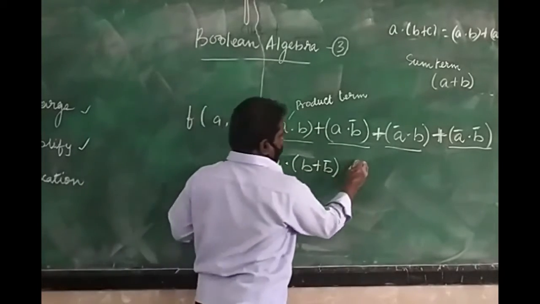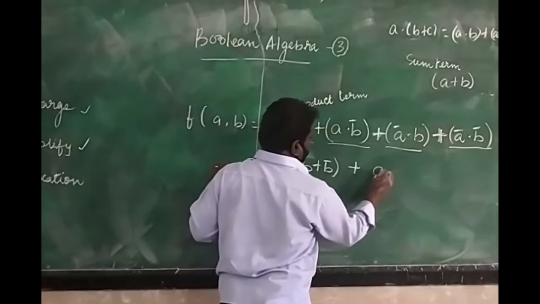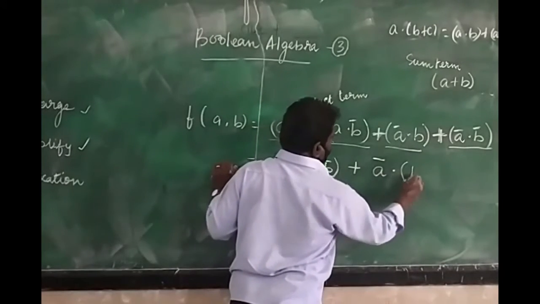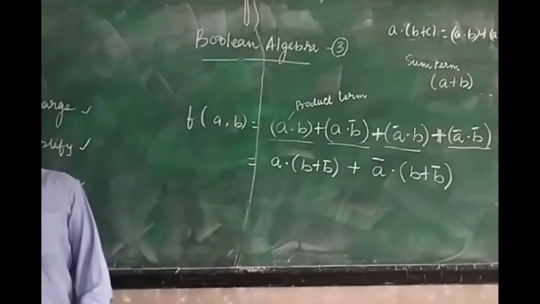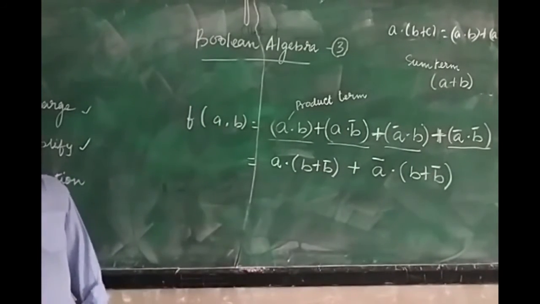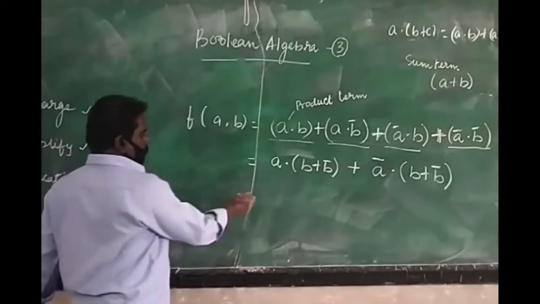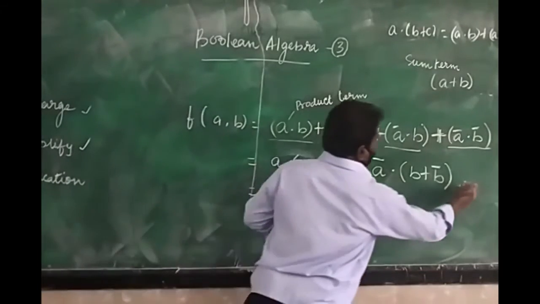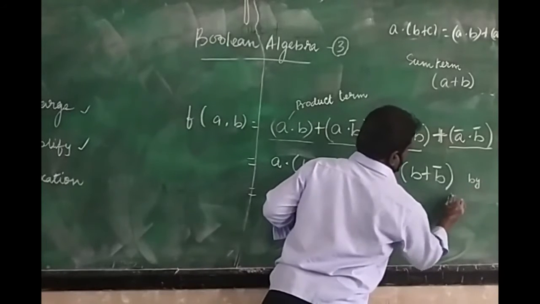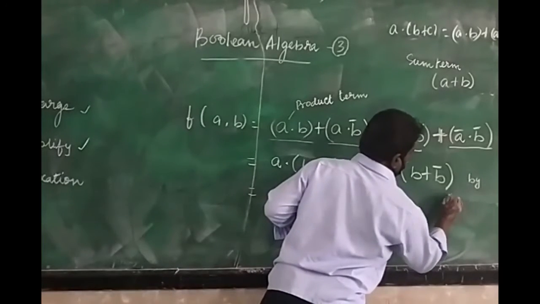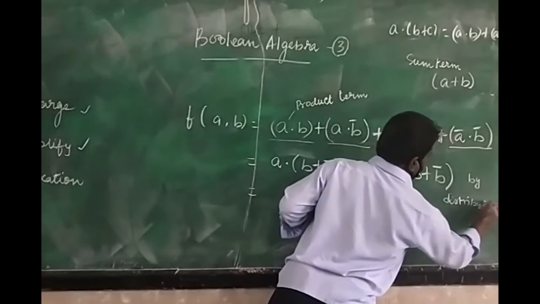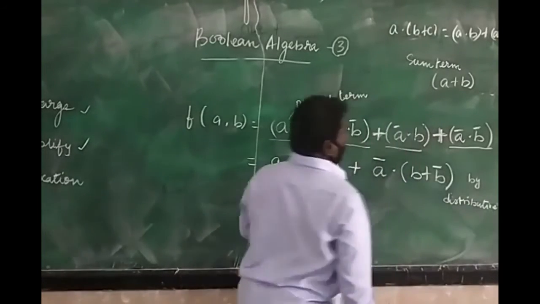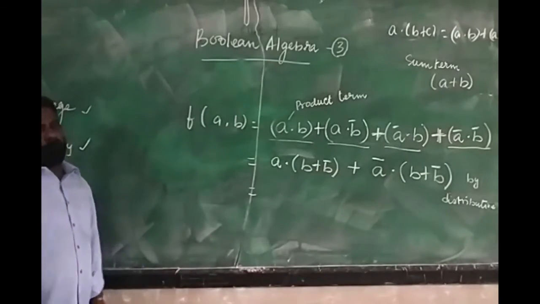Then plus A bar dot (B plus B bar), and A plus B bar. We have rewritten it. So we got it by the distributive law.